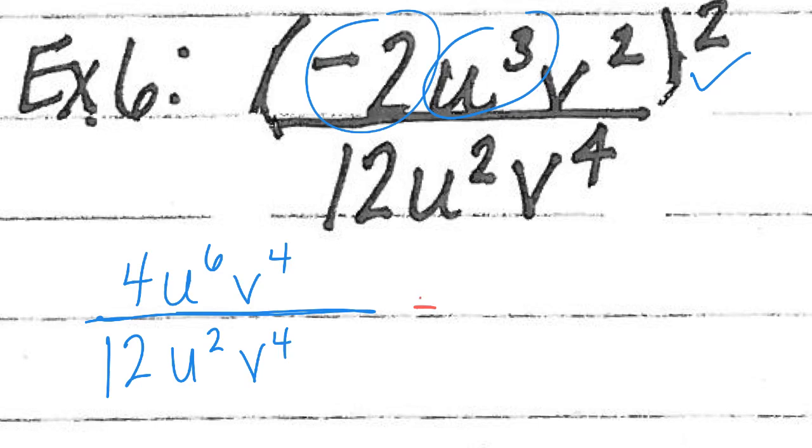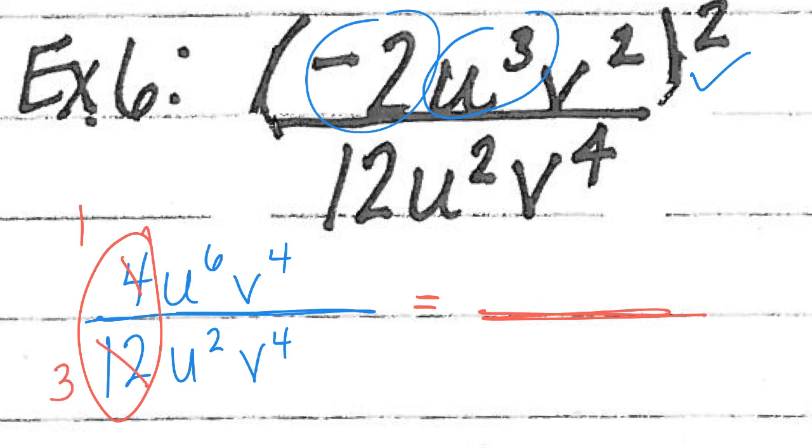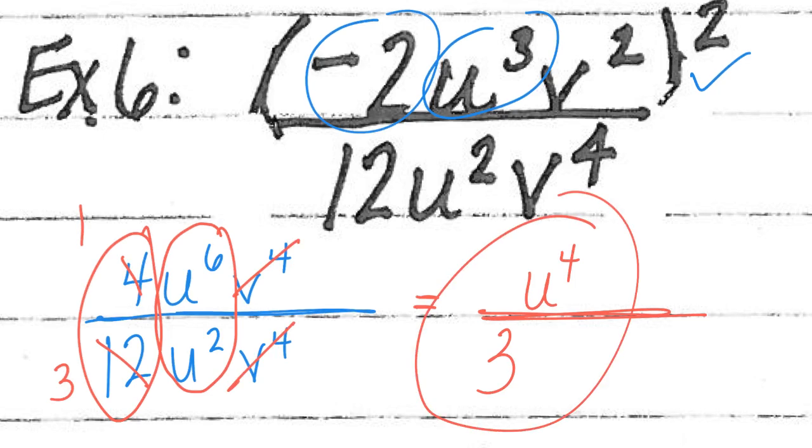And now I would reduce. So I would redraw my vinculum. 4 and 12 reduce to be 1 on top and 3 on the bottom. U's, will they go on the top or the bottom? Good, they would go on the top to be u to the fourth. And notice v to the fourth will cancel out. So my answer here is just u to the fourth all over 3.